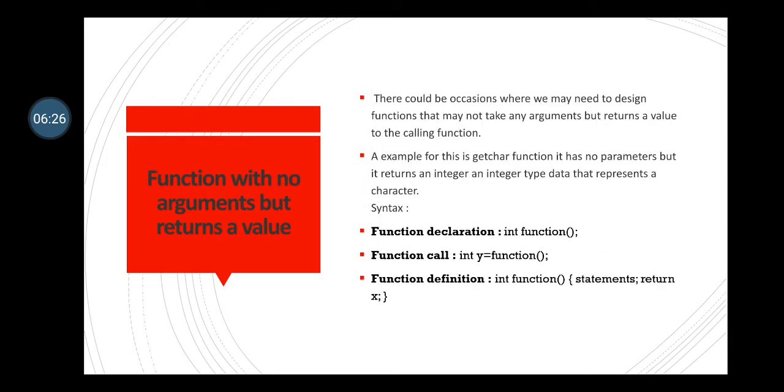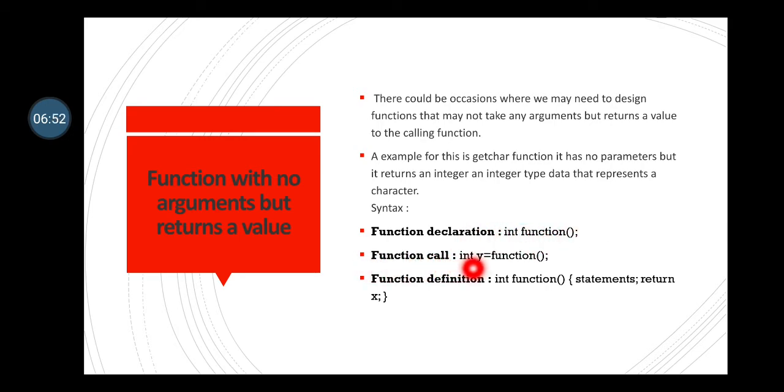Now the next one is function with no arguments but returns a value. When we say it has no arguments, it means the parenthesis will be empty, as you can see, and it will return something, so the return type will be integer. Over here you can write float, character, or any user defined data type like a struct data type can also be used. Now this is a function declaration.